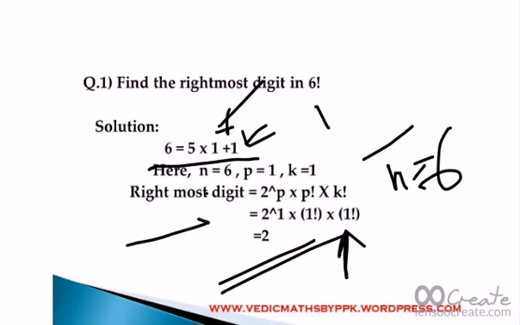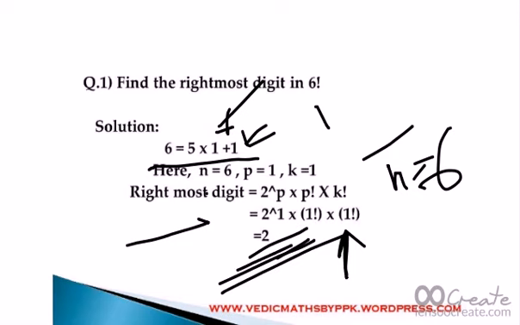Normally you can use the calculator and find 6 factorial. 5 factorial is 120, and 120 into 6 is 720. The rightmost non-zero digit is 2. Hope you understood this. It's simple once you understand the concept.